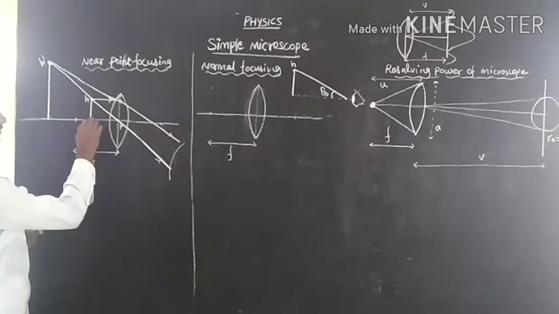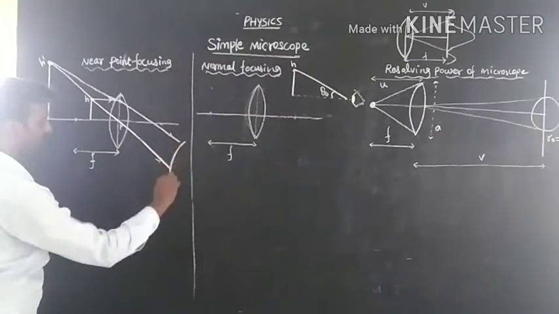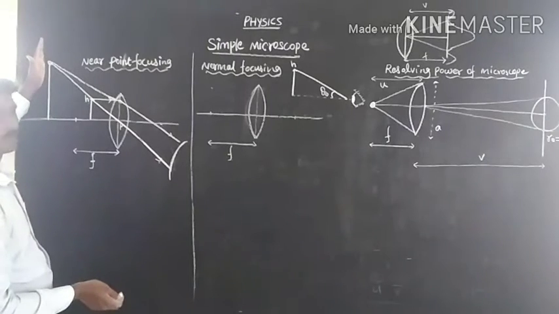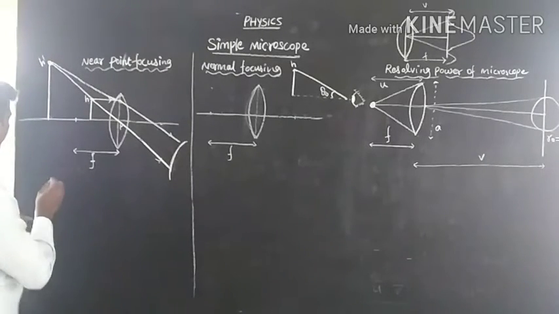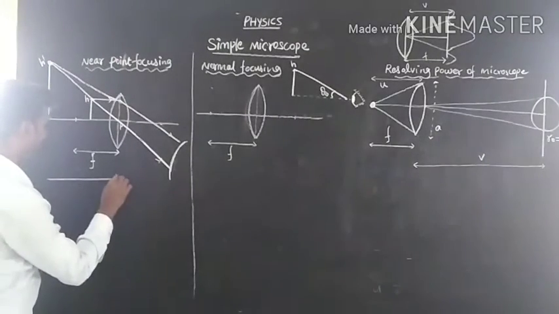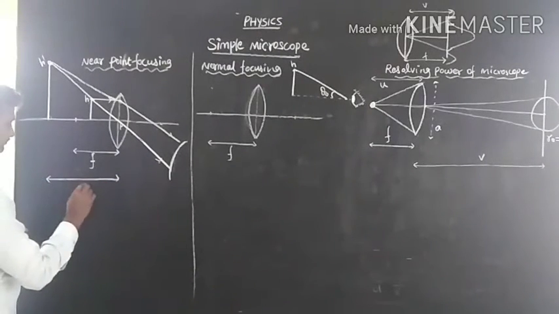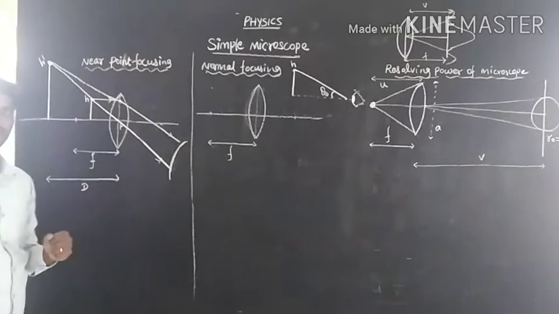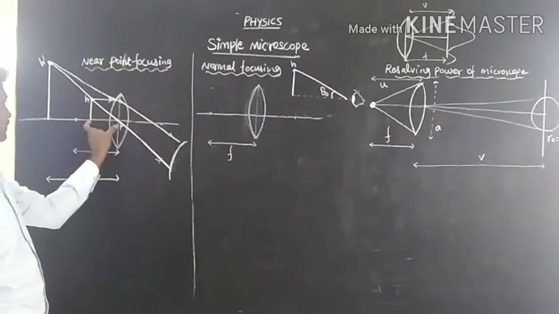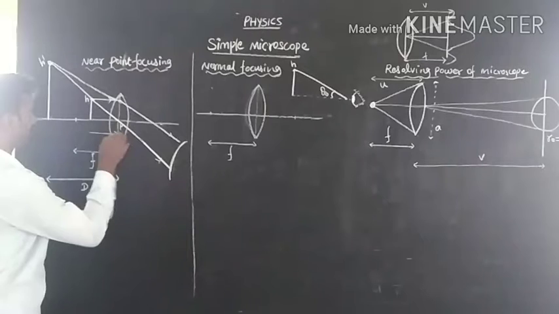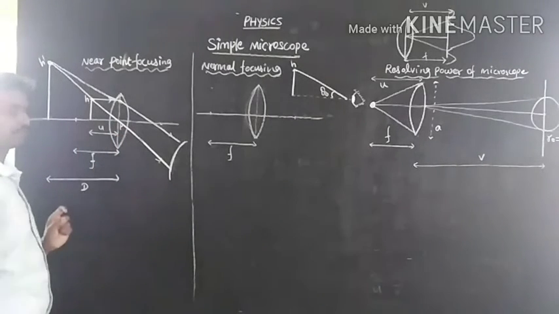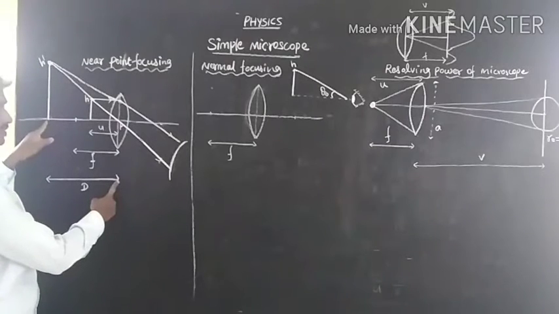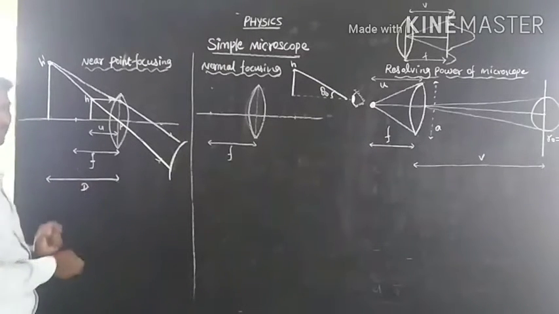This is the position of an object. For our view, the image is formed at the final position, and this distance is known as the minimum distance, or the distance of the near point focusing. Okay, so this is the position of the object, denoted by the symbol U, and the image is formed at this position, and it is denoted by D.